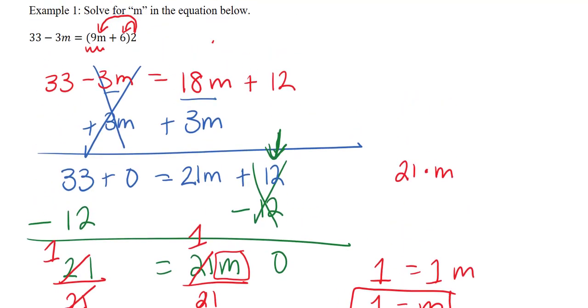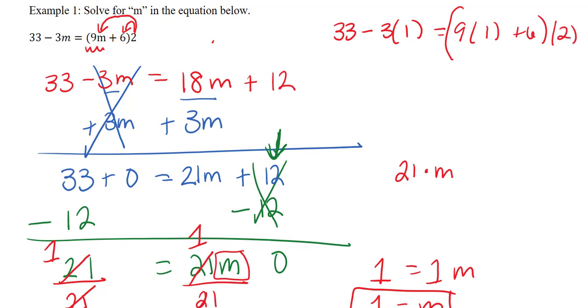And we can go ahead and double check this. We could go 33 minus 3 times 1, so that's 3. So that's 30 on the left-hand side. Then we have 9 plus 6, so that's 15, times 2, and so that's 30. So we checked it out, and we got the right answer.